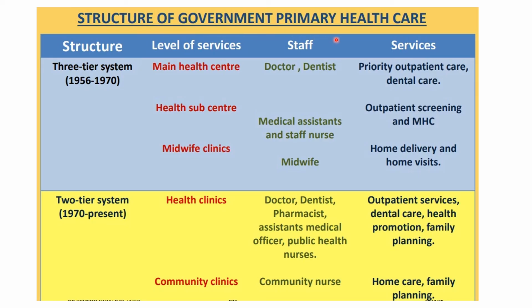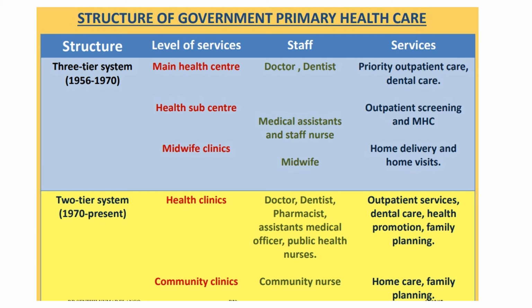So the structure of government primary healthcare was a three-tier system from 1956 to 1970. The levels of services were main healthcare centers, health sub-centers and midwife clinics. The main healthcare center staffing pattern is doctor and dentist, with services like priority outpatient care and dental care. Health sub-centers have medical assistants and staff nurses, with outpatient screening and maternal health care. Then midwife clinics have midwives, providing home delivery and home visits.